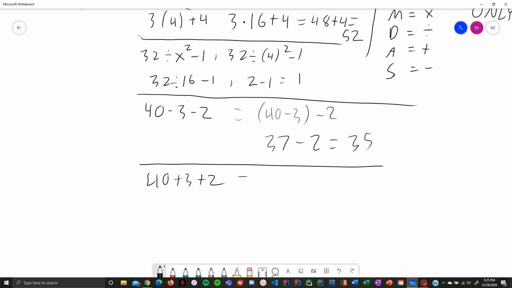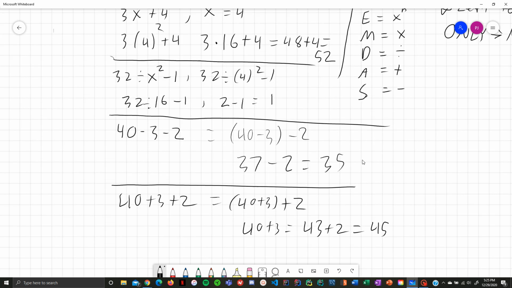Well, this is really going to be equal to, left to right, we have to do 40 plus 3, and then we add whatever that is to 2. So 40 plus 3 is equal to 43, and then add that 2, and we're going to be getting 45.